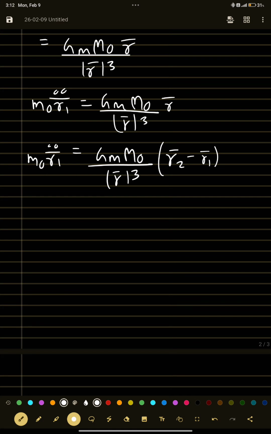similarly, how will you write the equation of motion for the second particle? This is EOM for particle 1.